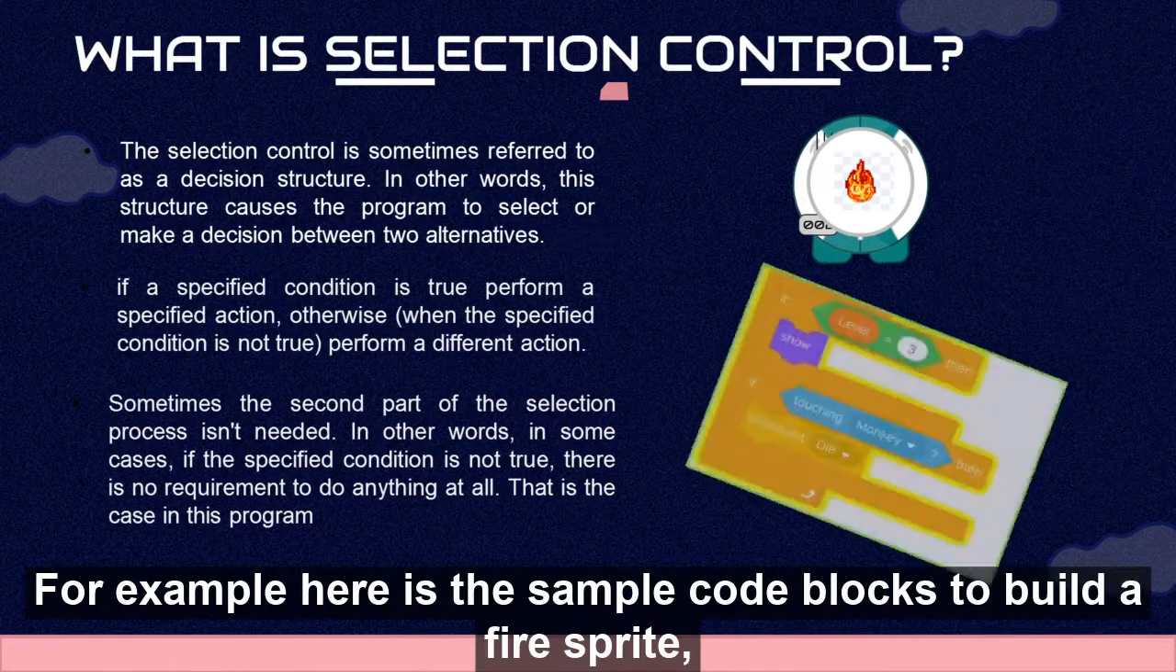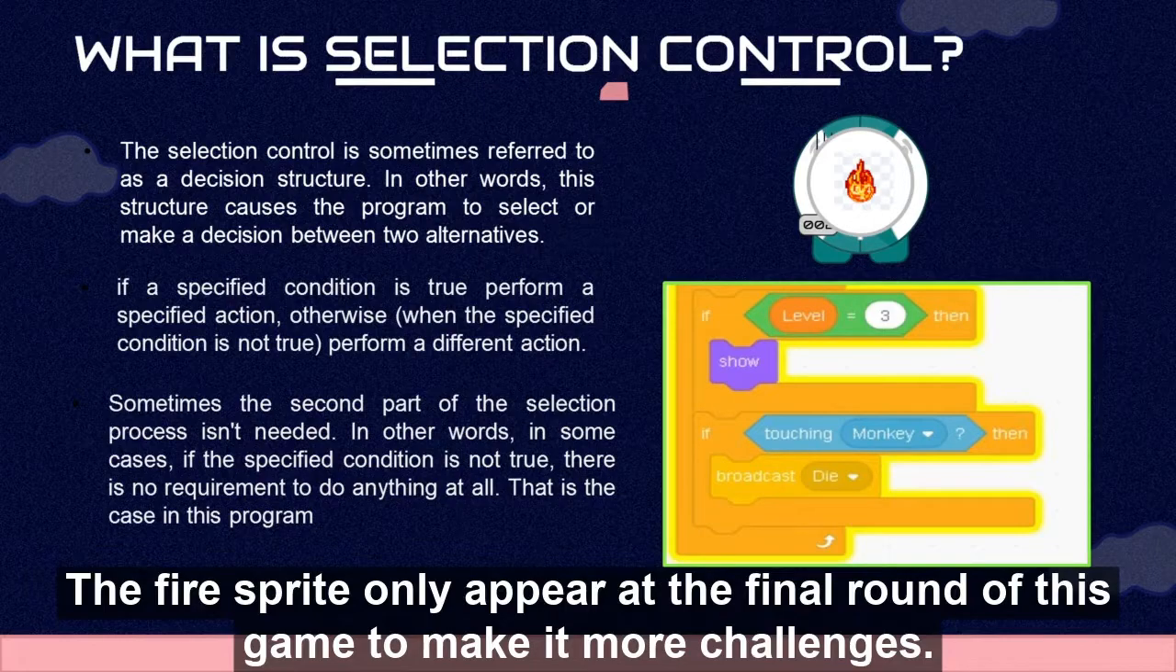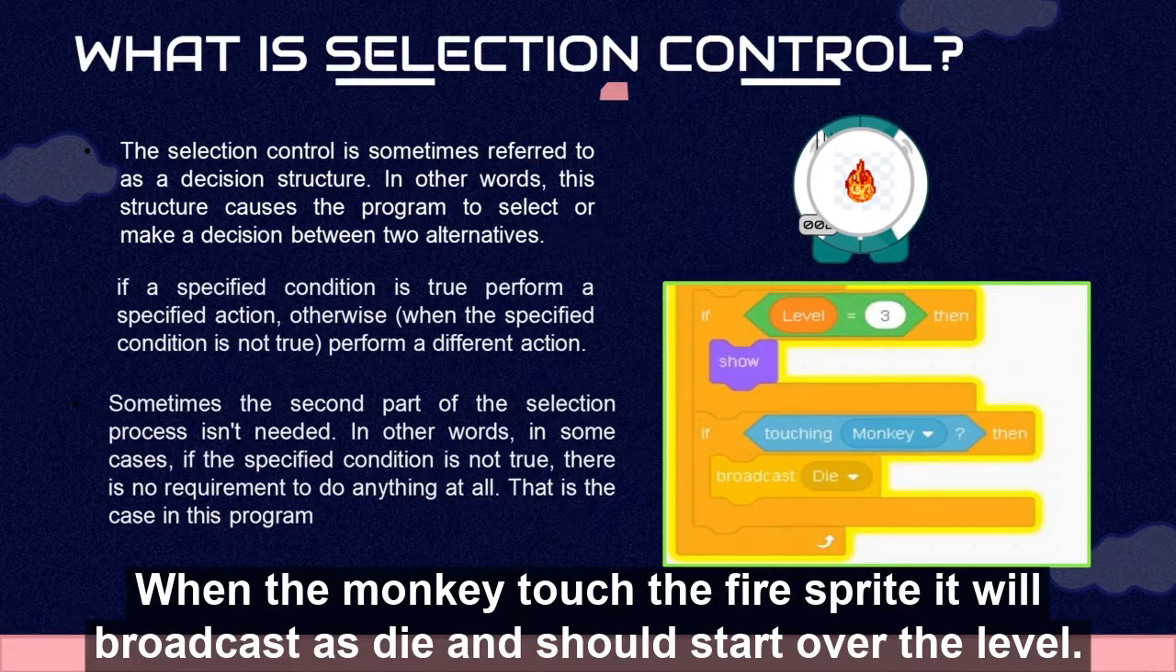For example, here is the sample code blocks to build the fire sprite. The fire sprite only appears at the final round of this game to make it more challenging. When the monkey touches the fire sprite, it will broadcast die and should start over the level.